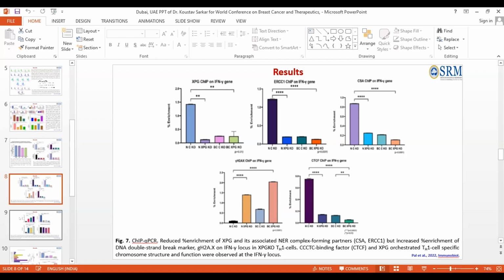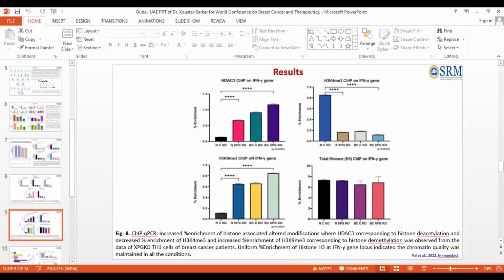And here we have seen that in the case of normal control knockout it is highly expressive, but in the case of XPG knockout and breast cancer patient knockout, as well as control knockout, all are diminishing. That means there is reduced percentage enrichment of XPG and its associated NER complex forming partners like CSA and ERCC1, but increased enrichment of the DNA double-strand break marker gamma H2A.X on the IFN gamma locus in XPG knockout T helper 1 cells. CCTC binding factor, that is CTCF, and XPG orchestrated this TH1 cell specific chromosome structure and function which were observed in the IFN gamma gene locus.